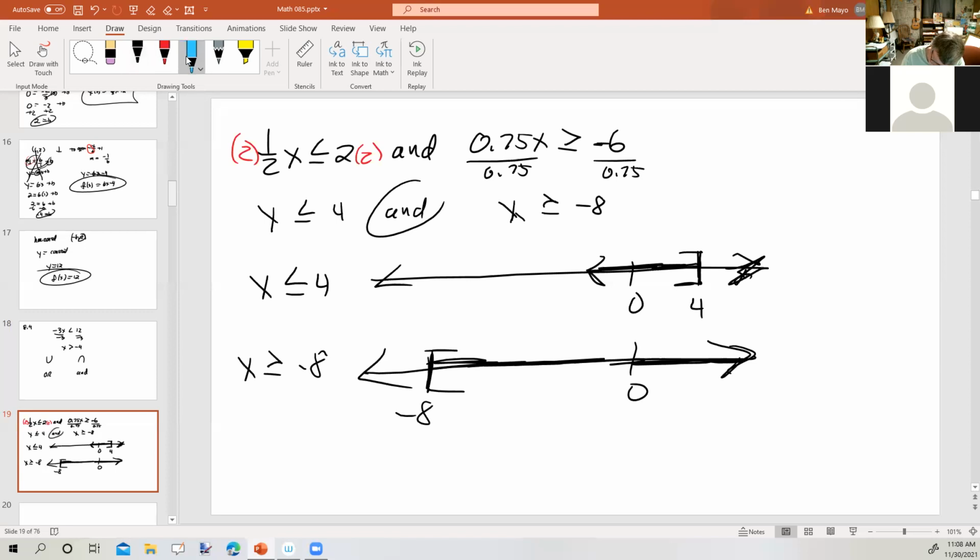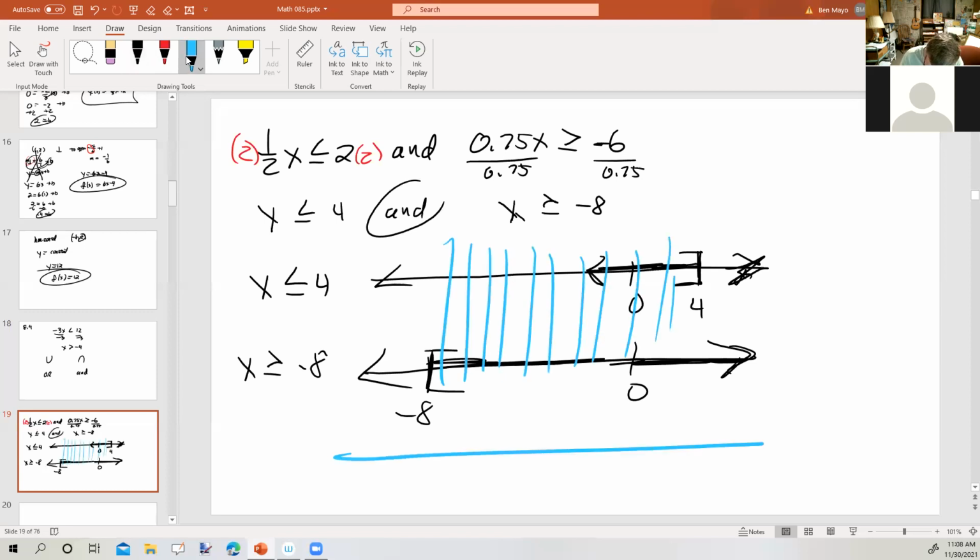We want and, where do they overlap? They overlap between -8 and 4 inclusive. So your graph of the solution would look like that, from -8 to 4 with brackets. Interval notation would look like that.